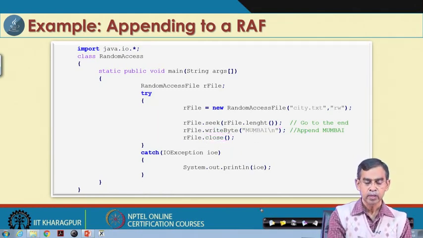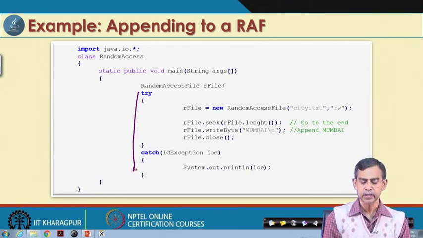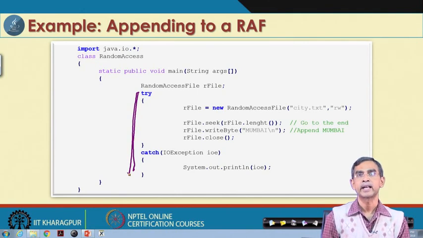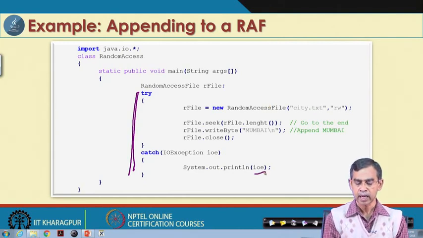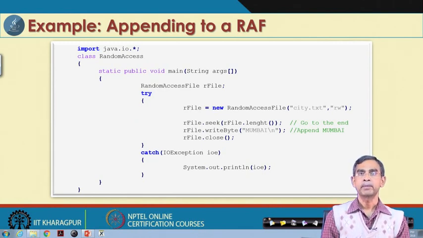And as I told you, whatever operation it is, it should be put under try catch. So, I just put it under try catch. In that case, the general exception that may occur is basically the input output exception, which is called IOException. So, this is the way that the random access file can be used.